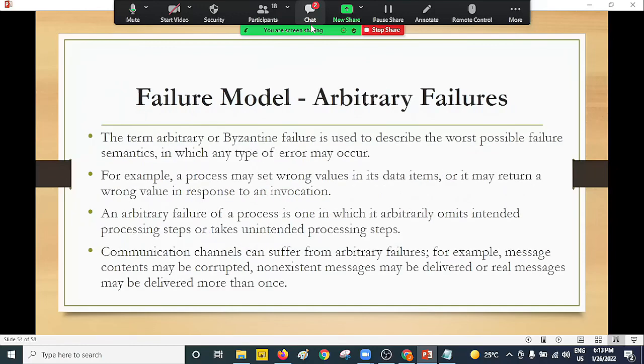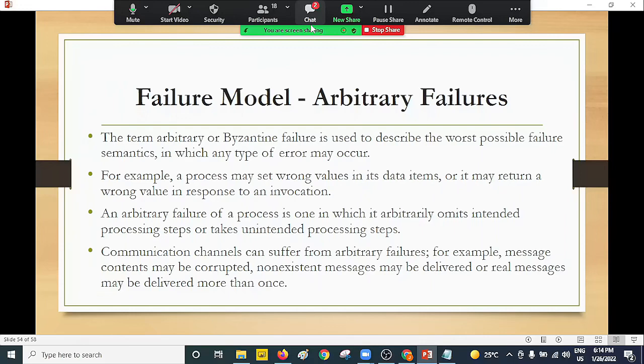The other category is arbitrary failures. Arbitrary failures are things that don't have a clear reason as to why they happen. For example, a process may set wrong values in its data items, or it may return a wrong value in response to an invocation. So the values that are given are not actually the values that are received, maybe because of distortion of the message, corruption of the message, or maybe hacking.